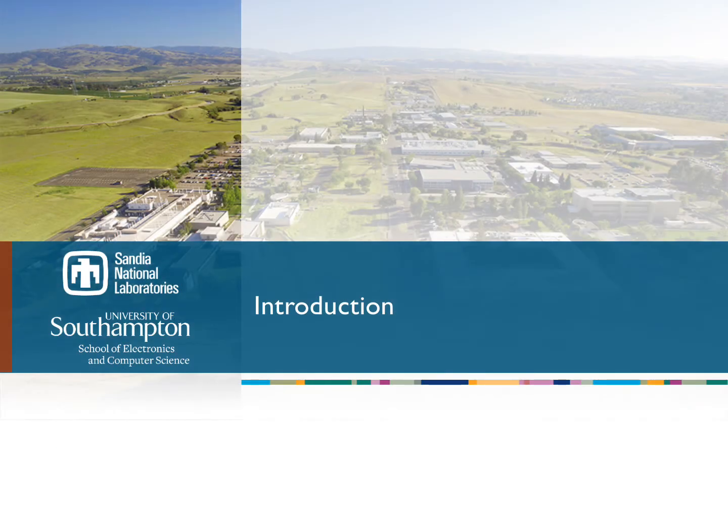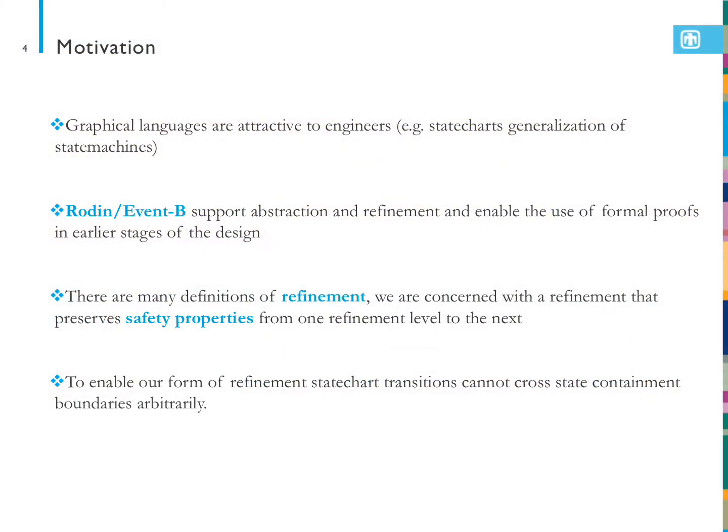Let's start with the introduction section. Graphical languages have always been attractive to engineers, that is, things like statecharts or state machines. And this is something that we can see from the popularity of tools like MATLAB in the case of Simulink and Stateflow, or ANSYS tools. These tools allow engineers to concretely represent their design and in some cases use simulations to explore the capabilities or functionalities of the design. However, their support for formal verification of the model properties is limited or non-existent.